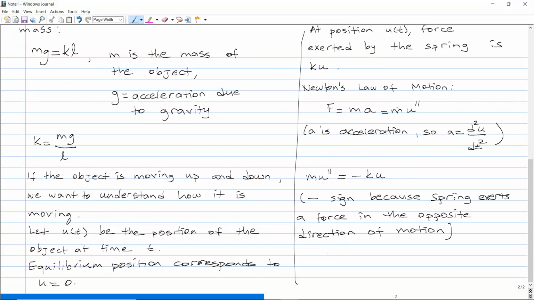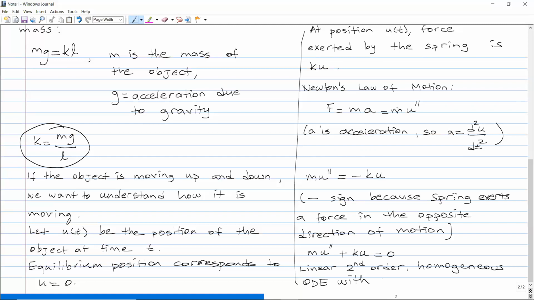Okay, so m is the mass of the object, of course, constant. k is the proportionality constant, which we figured out up there somewhere. Yes, k is mg over L. So then our equation is m u double prime plus k u equal to 0. So this is a linear second order homogeneous ordinary differential equation with constant coefficients.